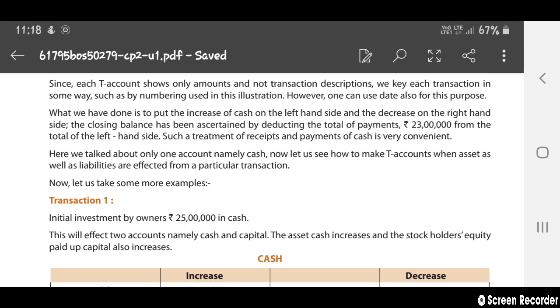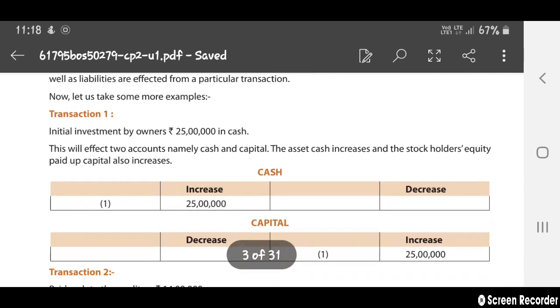Now let us see how to make T accounts when assets as well as liabilities are affected by some transactions. So now another example is here.